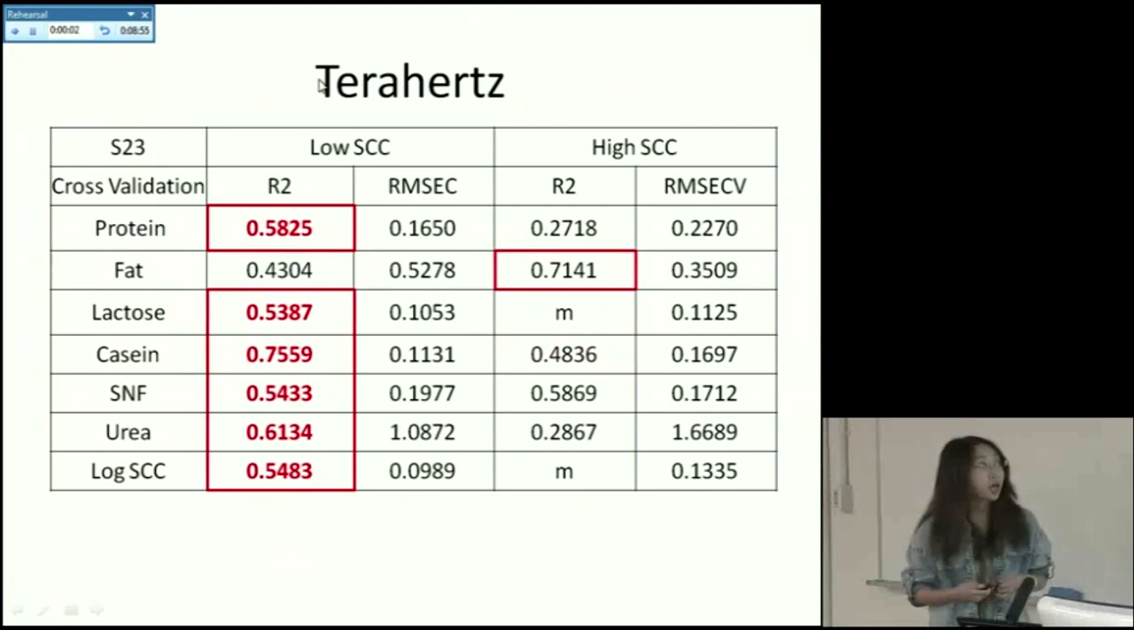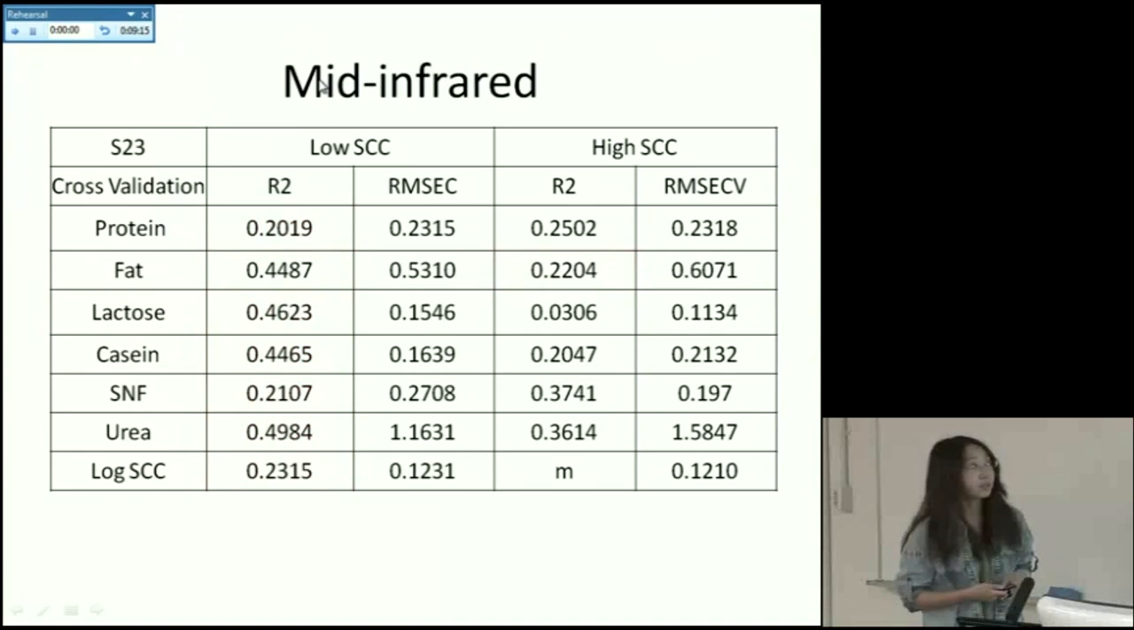Now I will compare the low ICC group and the high ICC group using the same device. We can say that compared with the high ICC group, the low ICC group shows a better cross-validation value. The same result can also be observed in the mid-infrared device. When the ICC values increase, the cross-validation result gets worse, like this.